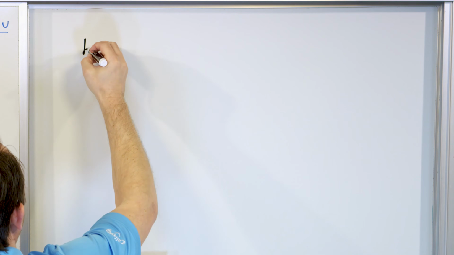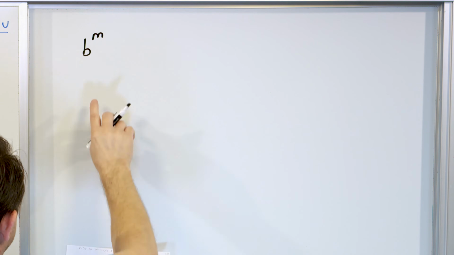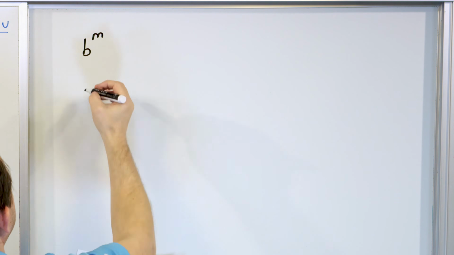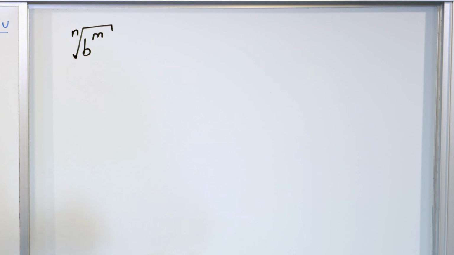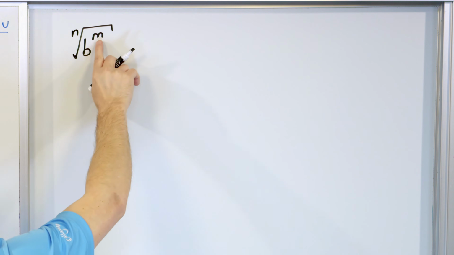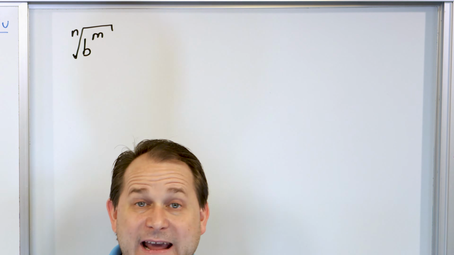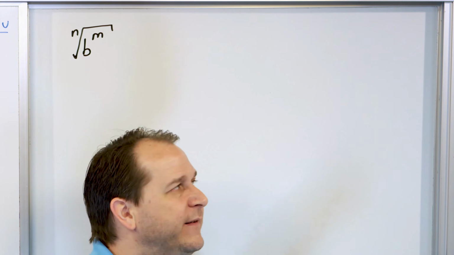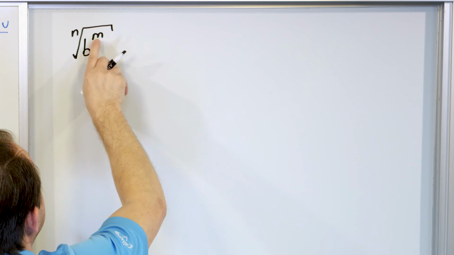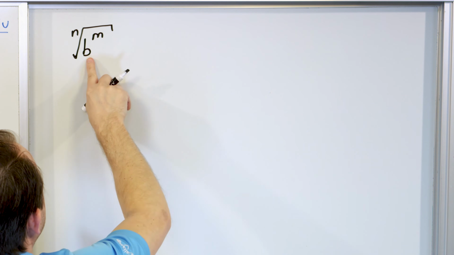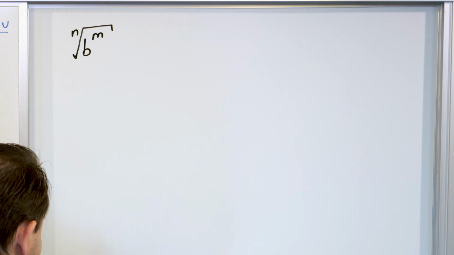If I have something, call it b, raised to an exponent, we'll call it m. I have no idea what these are. b and m can be anything. And then I take and wrap a radical around that, and it's an nth root. So I'm raising b to an m power, but then I'm taking an nth root, and m and n are not the same. That's why I use different letters. So for instance, this could be 2 to the 3rd power, but taking the 4th root. Or this could be 3 to the 5th power, taking the square root. So they're all different, basically.